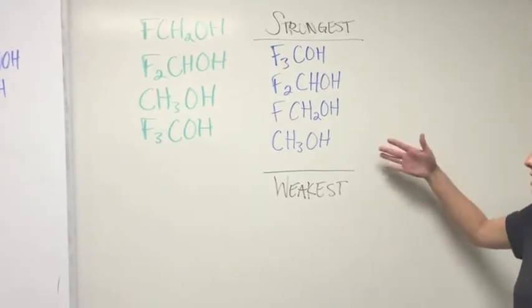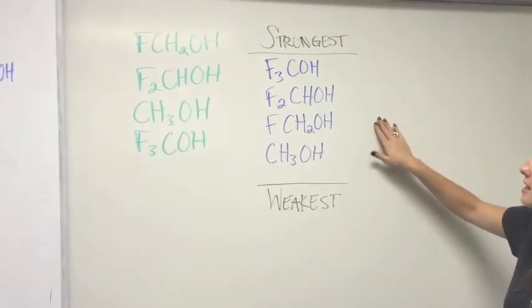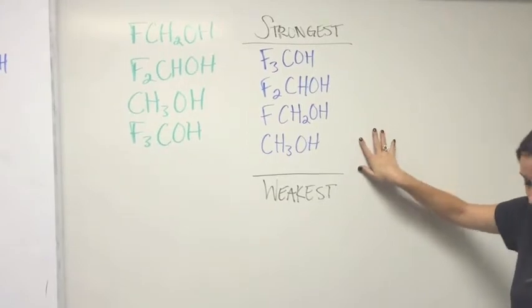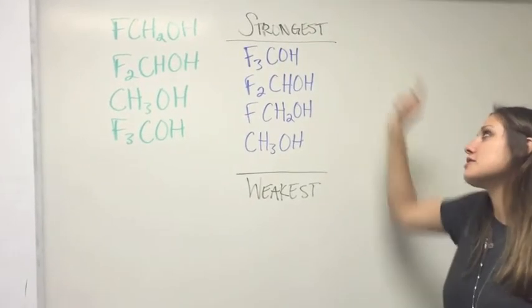So the more fluorines, the stronger the acid, because the electron withdrawing effect is going to be very strong for fluorine. So cool. The more you get, the stronger it is. Okay, that's all for now.